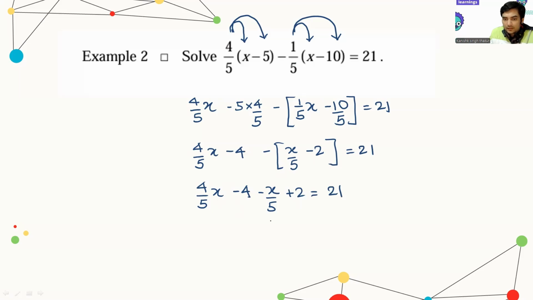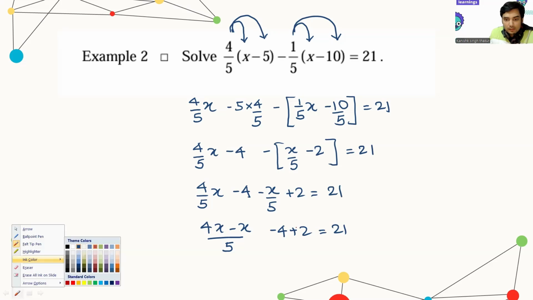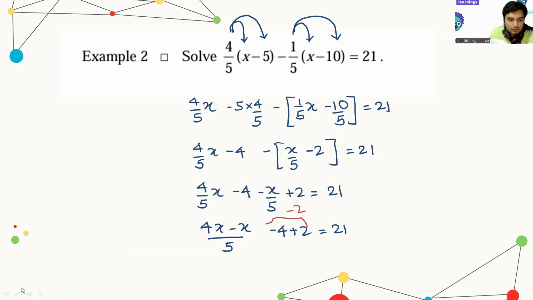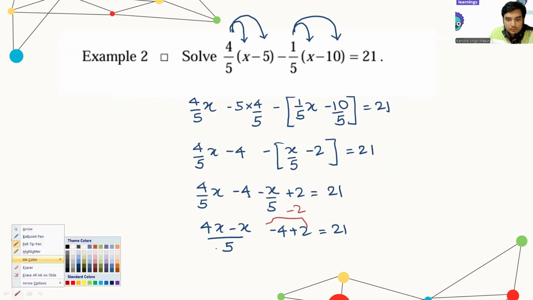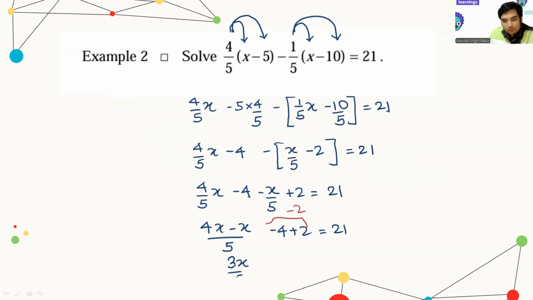4 over 5 minus x over 5 would be there. 4x minus x over 5, for both I've taken the LCM 5. Minus 4 plus 2 is equal to 21. Minus 4 plus 2, this will give you negative 2, isn't it? When you add it, here you'll be having 3x over 5 is equal to 21. Negative 2 when shifted this side will become positive 2. So 21 plus 2, which is 23.